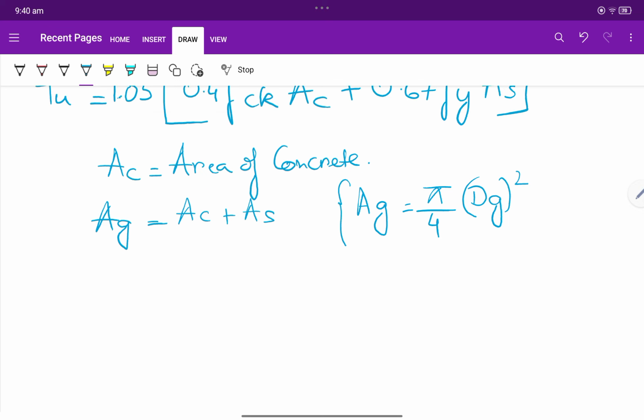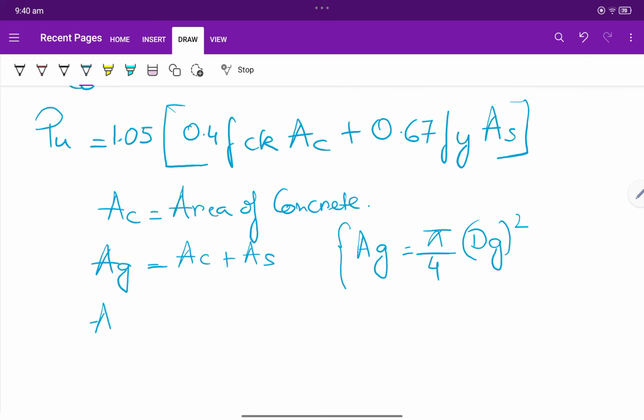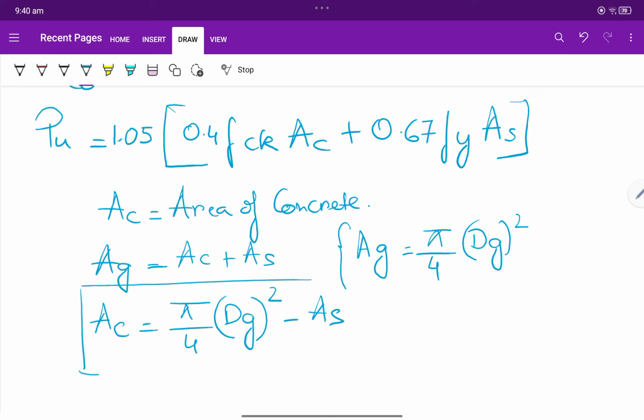So now what will be the formula? See, AC is equal to pi by 4 dg square minus AS. So this will be the AC formula.